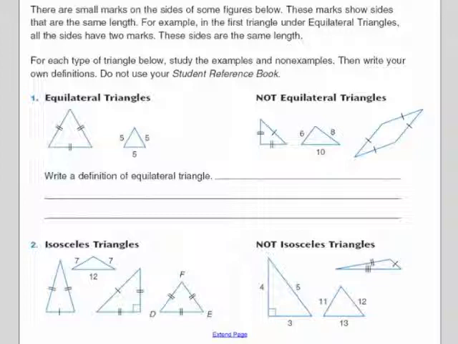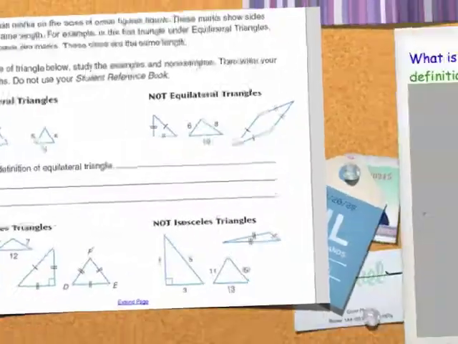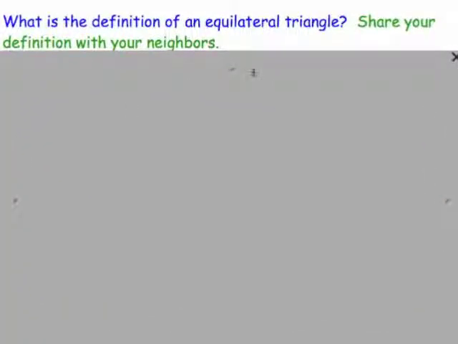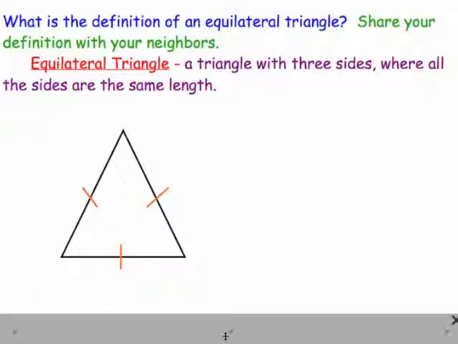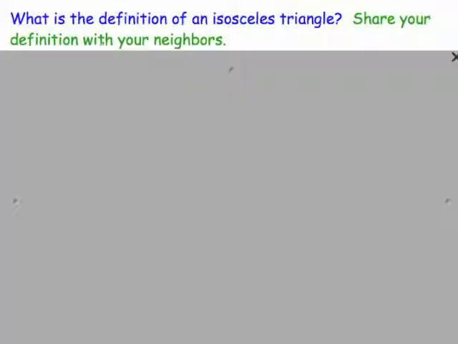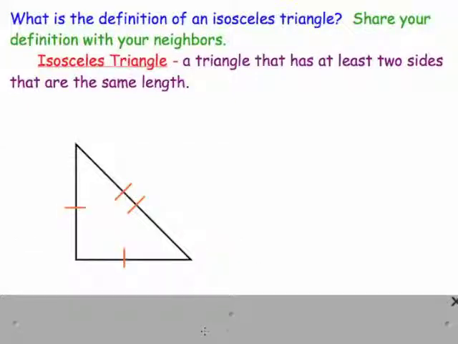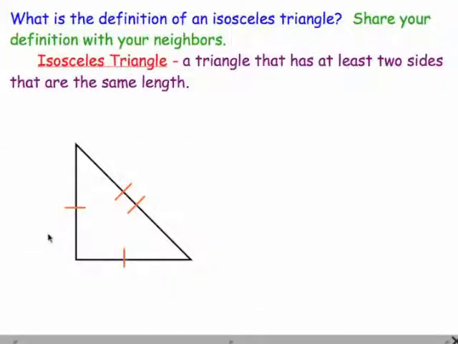So look at these triangles below. Hit pause now, fill this out, and then join me back in a second. Once again, equilateral triangles: a triangle with all sides equal and the same length. An isosceles triangle is a triangle that has at least 2 sides that are the same length. So we have a side here that are the same length. This one over here is different.